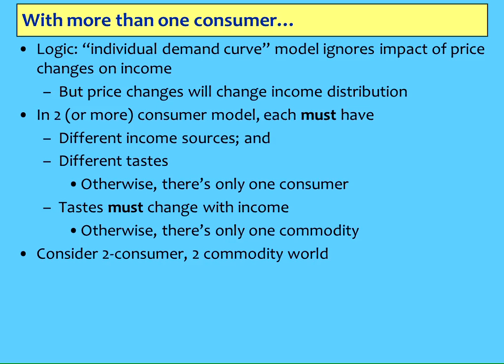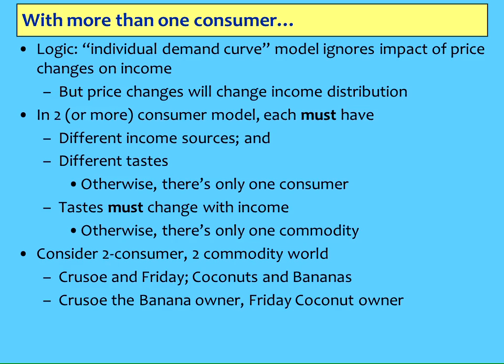So let's say we're looking at a two-consumer, two-commodity world, as simple as it can be. Got Robinson Crusoe and Man Friday. And they've got coconuts and bananas that are on the island they exist upon. And Crusoe owns all the bananas and Friday owns all the coconuts. Now, let's get slightly less abstract here. We might say Crusoe's the capitalist and Friday's the worker.